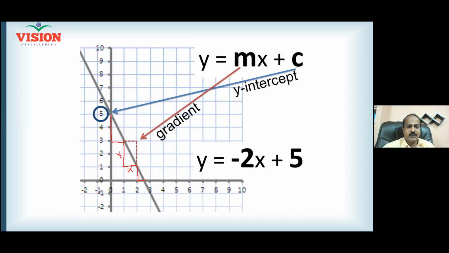When I reduce the x by 1 unit, what happens to my y? It increases by 2 units. Let me repeat. When I increase my x by 1 unit, what happened to my y? Decrease. When I increase my x by 1 unit, it decreases. So the relationship is opposite. Now do you understand why minus comes here?